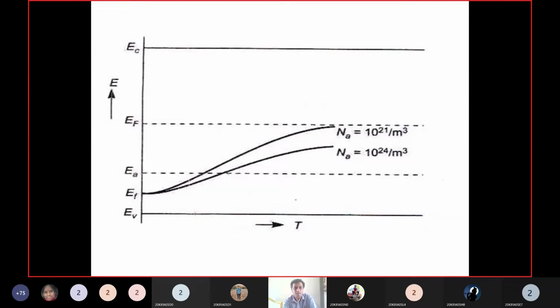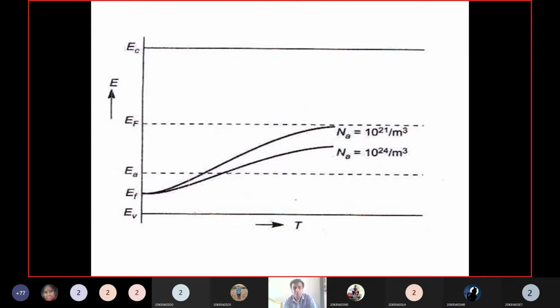Along with the question, they will ask how the Fermi level depends on temperature. Sometimes they will ask only about the concentration: if you increase the concentration, what happens? If you decrease the concentration, what happens? They will ask like that, so on that basis you have to study.